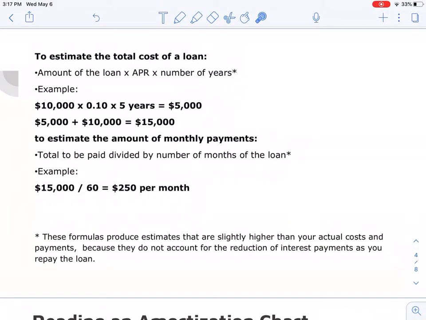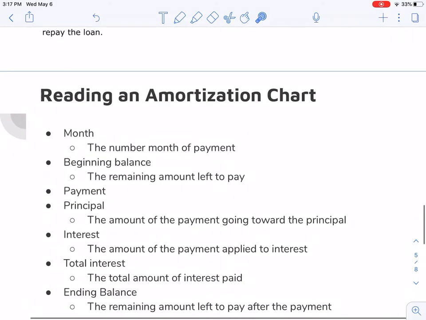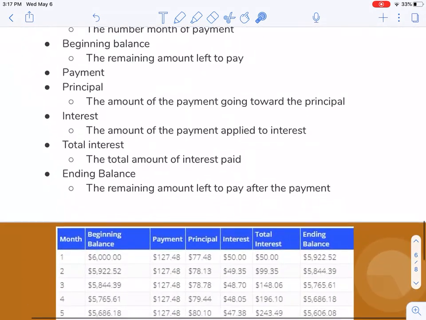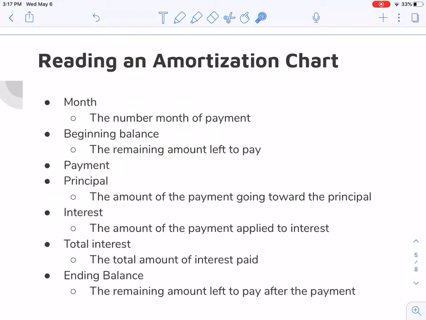And just a little note at the bottom here, these formulas produce estimates that are slightly higher than the actual cost and payments because they do not account for the reduction of interest payments as you repay the loan. And we're going to talk about that in this thing called amortization. And we use a chart. You see the chart here at the bottom. We'll get to that. We use a chart to track how much of our payment goes toward interest versus principal.